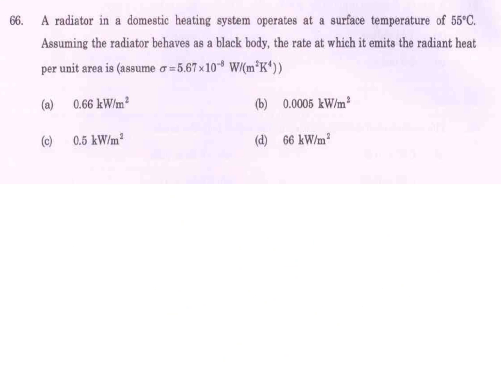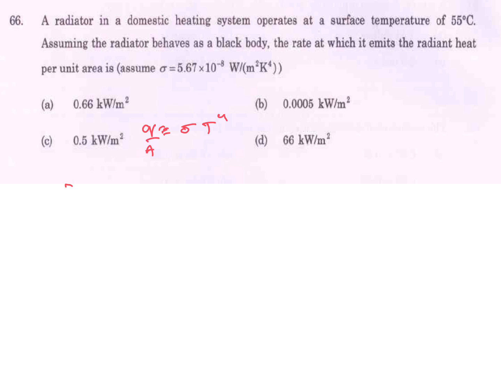A radiator in a domestic heating system operates at a surface temperature of 55 degrees Celsius. Assuming the radiator behaves as a black body, the rate at which it emits radiant heat per unit area is asked. Stefan-Boltzmann constant is also given. So we already discussed Q by A equals sigma T to the power 4 for a black body, so epsilon is 1.